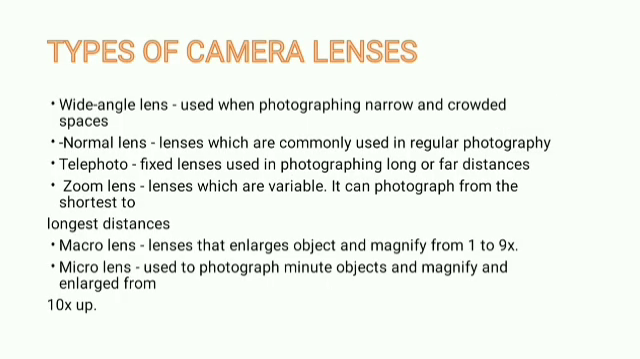In taking photographs, the photographer has several types of lenses to choose from depending upon the condition or situation of the crime scene which he is supposed to photograph. Types of camera lenses. Wide angle lens, used when photographing narrow and crowded spaces. Ginagamit ito kapag kumukuha ng litrato ang kumukuha ng litrato sa mga makikitid at masikip na lugar.